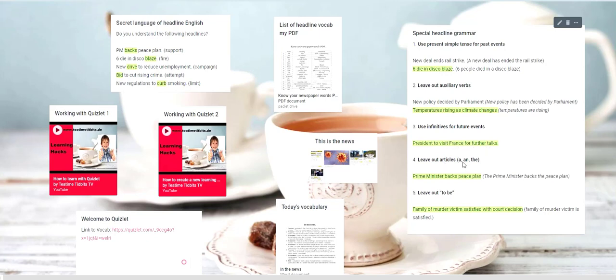Often they leave out articles, a, an or the, as we saw in our example before. Prime Minister backs peace plan. Of course, we're missing the Prime Minister and the peace plan. And as I said before about the auxiliaries, there's the example here where the to be is missing in the following example. Family of murder victim satisfied with the court decision. So the family of the murder victim is satisfied with, and of course the is missing as well from that situation.